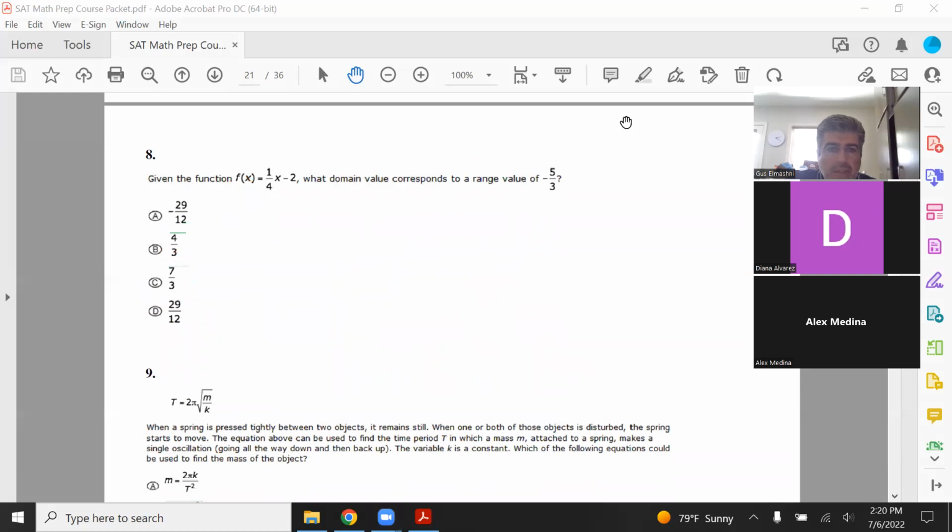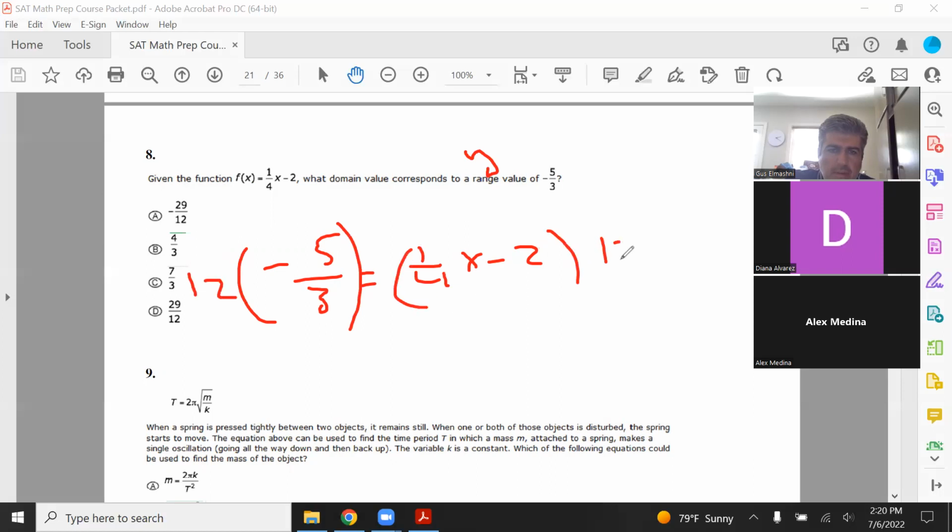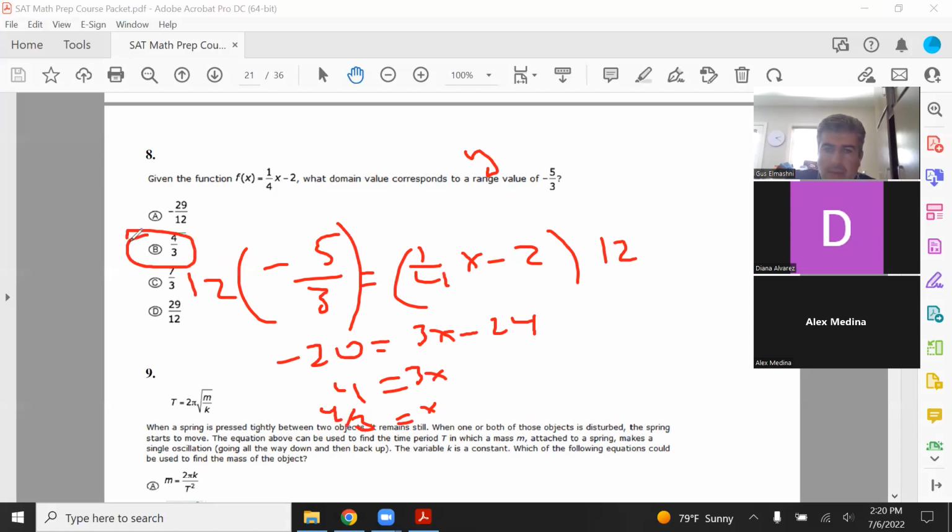Number 8. Range means y, so you have to replace y with negative 5/3, and then you have to solve for x. Actually, I'll multiply both sides by 12. Then you get negative 20 equals 3x minus 24. 3x equals 4. X is 4/3. So you get B for that one.